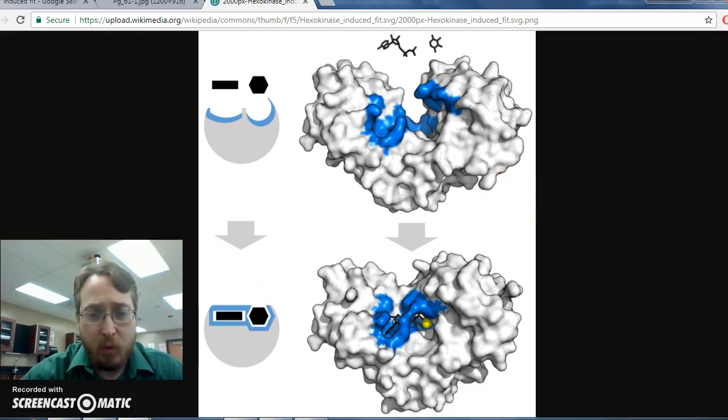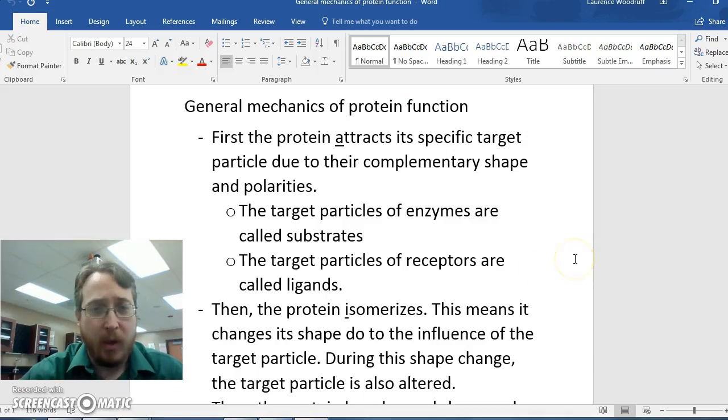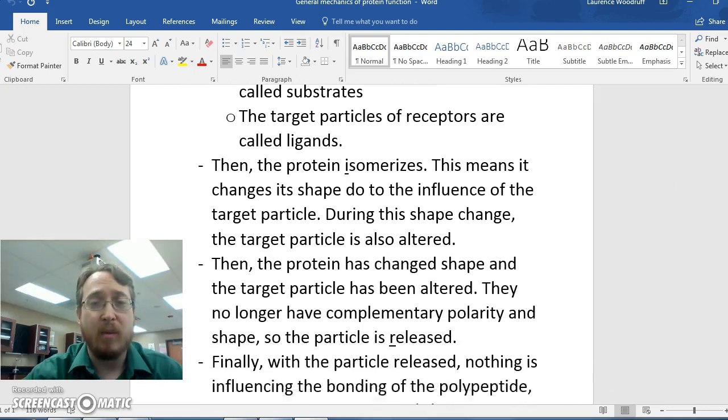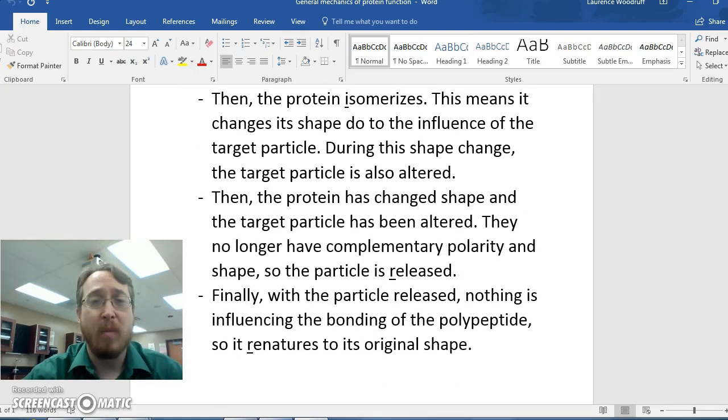Now let's review the general mechanics of protein function. First, the protein attracts its specific target particle due to their complementary shape and polarities. The target particle of enzymes are called substrates, and additionally, the target particles of receptors are called ligands. Then, the protein isomerizes. This means it changes its shape due to the influence of the target particle, and during that shape change, the target particle is also altered.